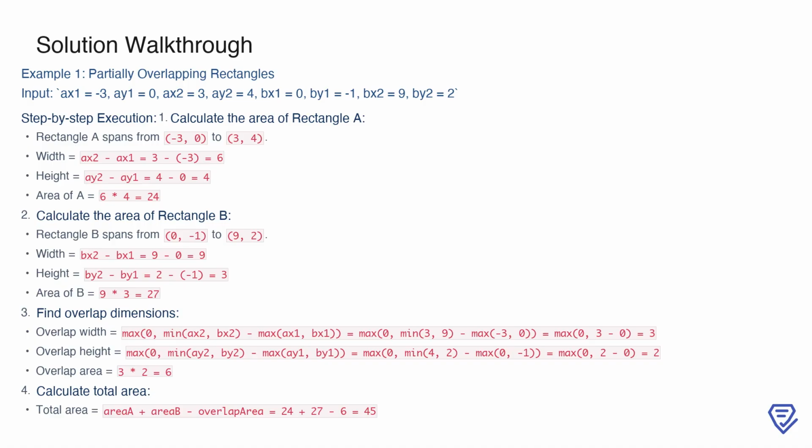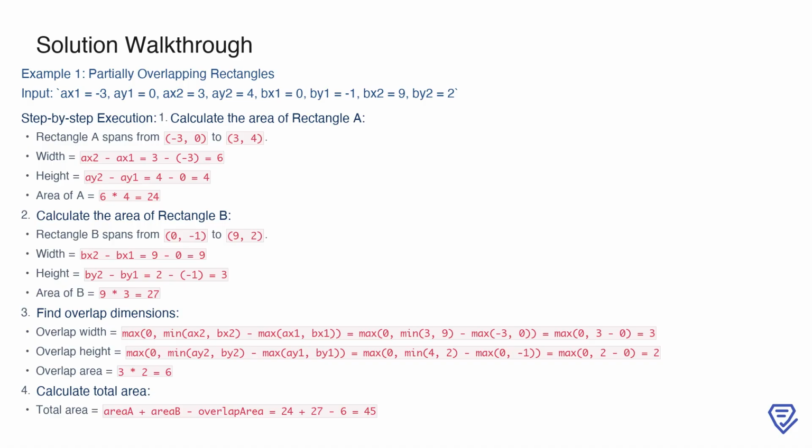Next, we calculate the dimensions of the overlapping region. The width of the overlap is determined by finding the maximum of 0 and the difference between the smallest top right x-coordinate and the largest bottom left x-coordinate. This calculation gives us an overlap width of 3. Similarly, the height of the overlap is the maximum of 0 and the difference between the smallest top right y-coordinate and the largest bottom left y-coordinate, which results in an overlap height of 2. The overlap area is then 3 times 2, which equals 6.